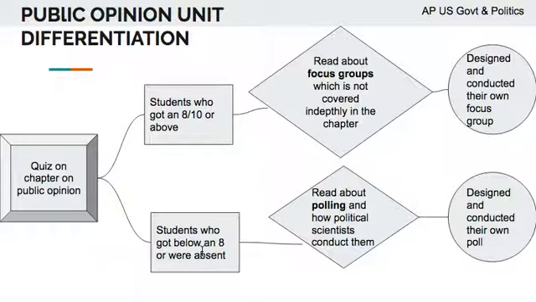And so the students who got 8 or below or were absent did a reading about polling and how political scientists conduct them. They then designed and conducted their own poll, went and polled their students, and reported back to the focus group about what their data was saying about student public opinion on X political issue or Y political issue. But it really gave them the opportunity to be learning different things and producing different things because they were at different levels of already understanding the text.